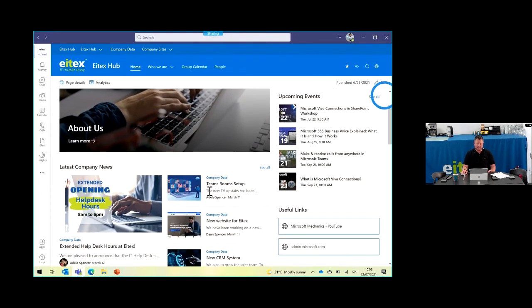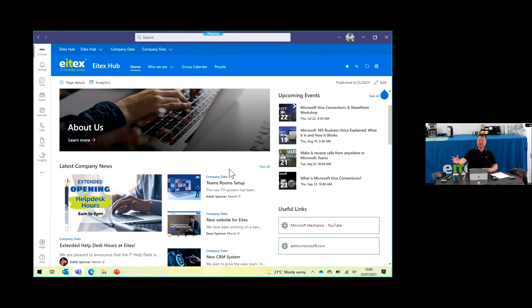These news articles here, by the way, are the news articles that are meaningful to me. So if I work in the sales team or the marketing, the HR, then I can customize this to show me only the news in those areas of the business if I want, or I can have it show me everything. It all comes down to the permissions, access rights, and those sorts of things.